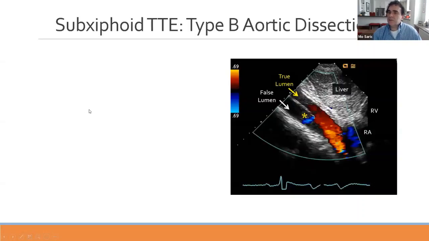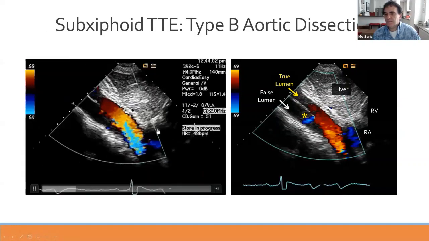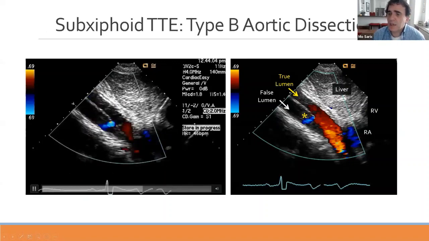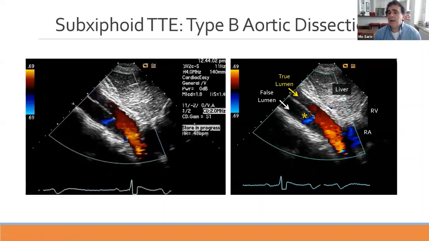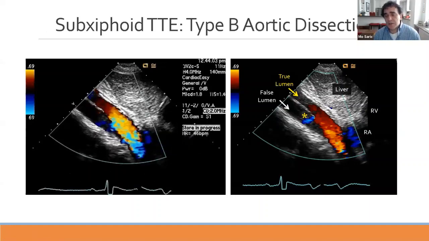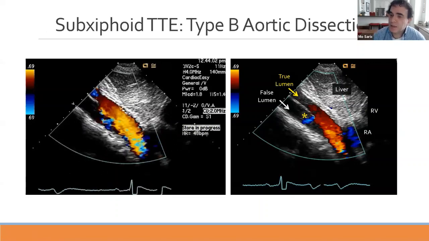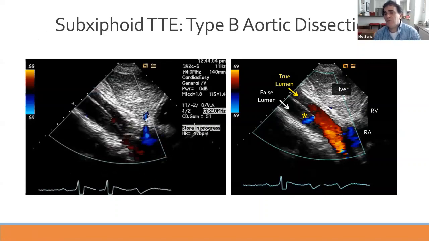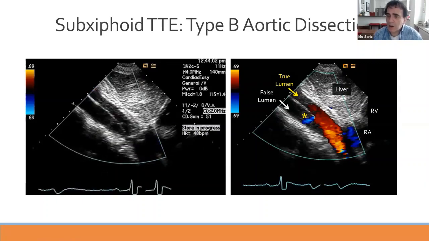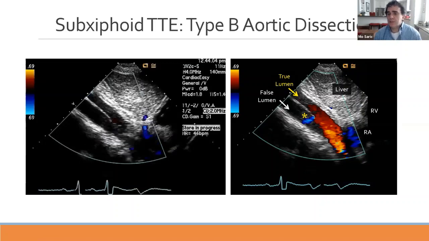Let's look at the subxiphoid view in somebody with a type B aortic dissection. Here you can see the true and the false lumen, as well as the communication between the two lumina. And these communications can exist as a solitary communication or can be multiple communications between the two lumina. Sometimes they are really beneficial if significant branches of the aorta come off of the false lumen. Then the communications between the true and false lumen allow for perfusion of such organs.